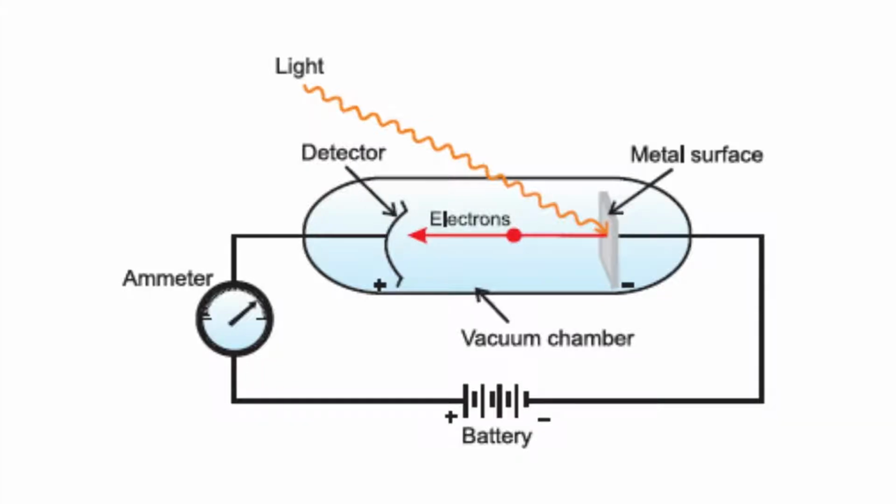Now the photoelectric effect can be understood by the simple diagram. We have made the metal surface negatively charged, and we have placed a positively charged anode. When light of a certain frequency is incident on that metal surface, the electrons are ejected, and these ejected electrons are captured by the detector. These electrons will travel in the circuit, and on the galvanometer we detect the flow of current, and this current is known as photoelectric current.